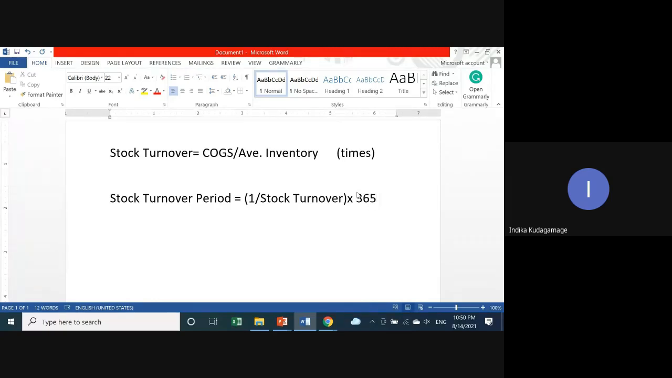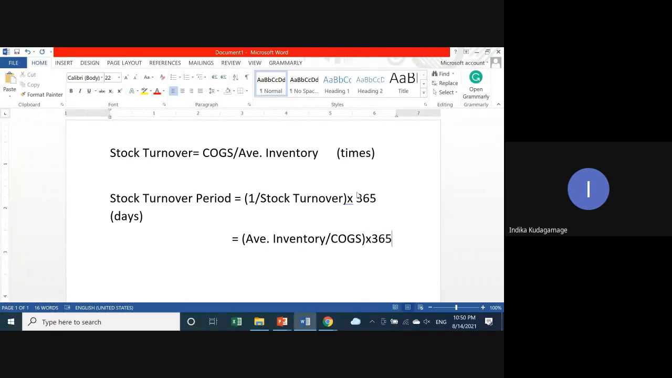365. This ratio indicates the result in days, right? The same thing can be written as average inventory divided by cost of goods sold, into 365, right? So it gives you the number of days.